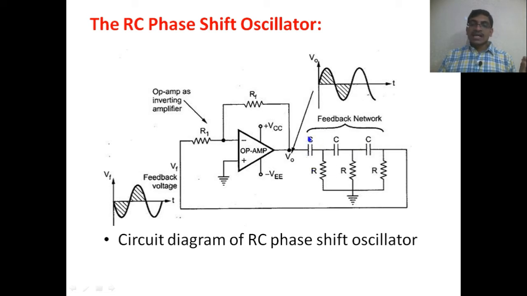60 degrees by this RC section, 60 plus 60 plus 60, which is 180 degrees. So 180 from the feedback network and 180 degrees from the amplifier section, so the total phase shift around the loop is equal to 360 degrees. The second condition of the Barkhausen criterion has been satisfied, so it will work like an oscillator whenever A beta is equal to 1, which means the gain of the amplifier section times the gain of the feedback section is equal to 1.